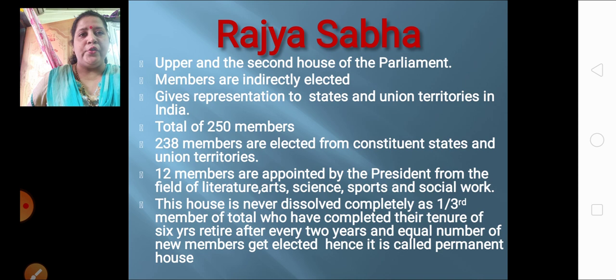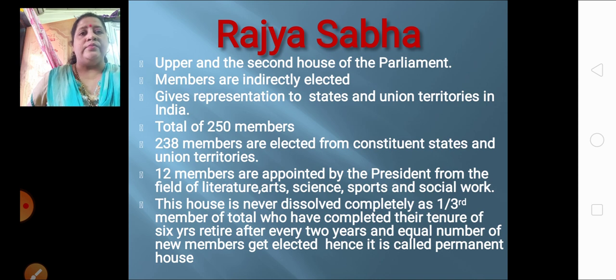So, total of 250 members now. 238 members are elected from constituent states and union territories, I told you. But each and every state does not get an equal chance to become a member of the Rajya Sabha. It depends upon the population of that place.